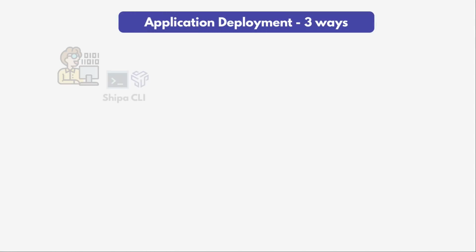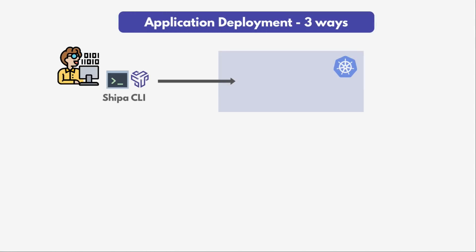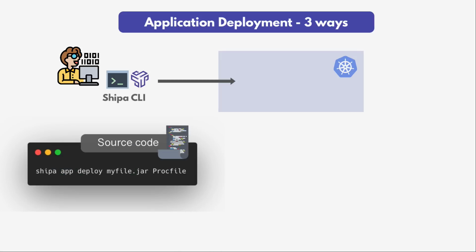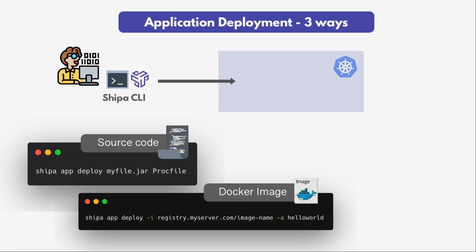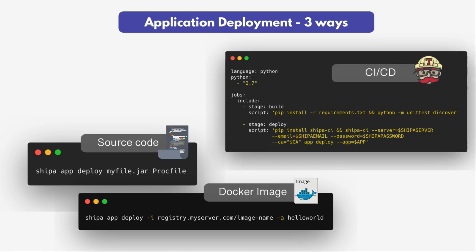So in Shippa, developers can actually deploy applications in 3 different ways. First of all, if developers are testing their code changes, they can deploy the source code to the Kubernetes cluster directly from their local machine using Shippa. Second, they can deploy a Docker image into the cluster also from their local machine. Or the third way, they can deploy from a CI/CD pipeline, which is going to be the most common use case generally when deploying applications.